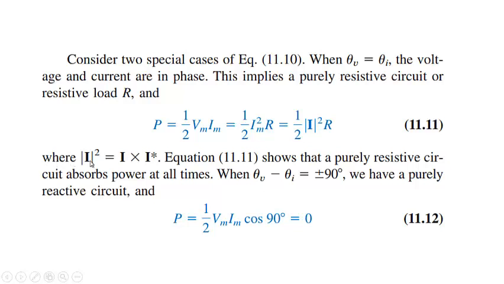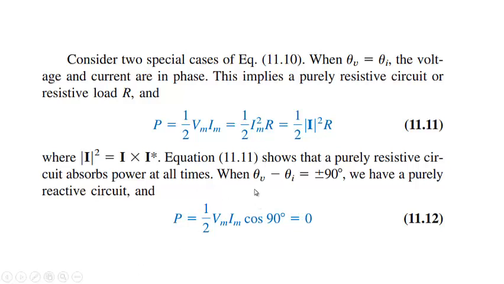where I square is equal to I into I star. This shows that a purely resistive circuit absorbs power all the time. So for a resistive circuit, and theta V is equal to theta I, as I told you earlier, the instantaneous power will always be positive for a resistive load, and it will consume the power. It will never supply the power back to the source when the load is a resistive load.